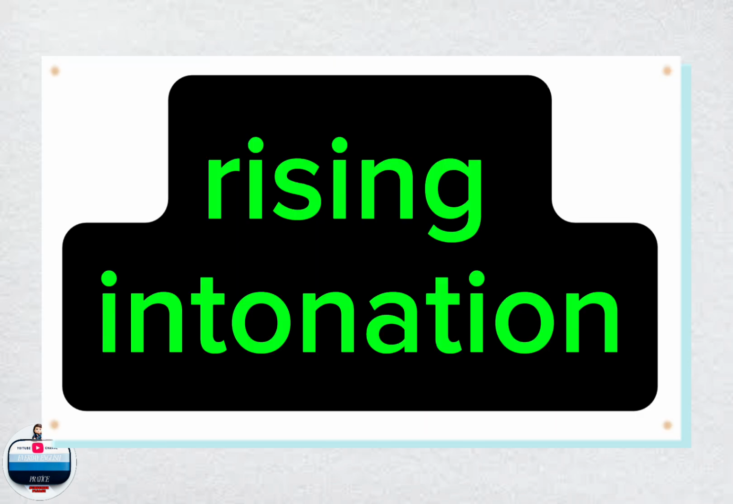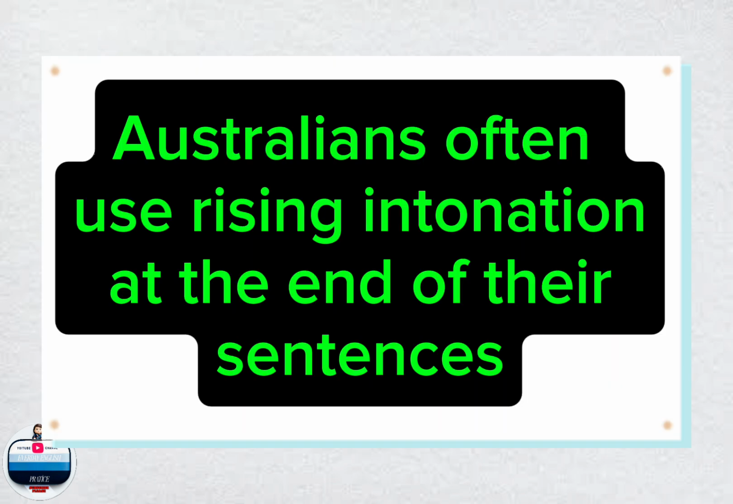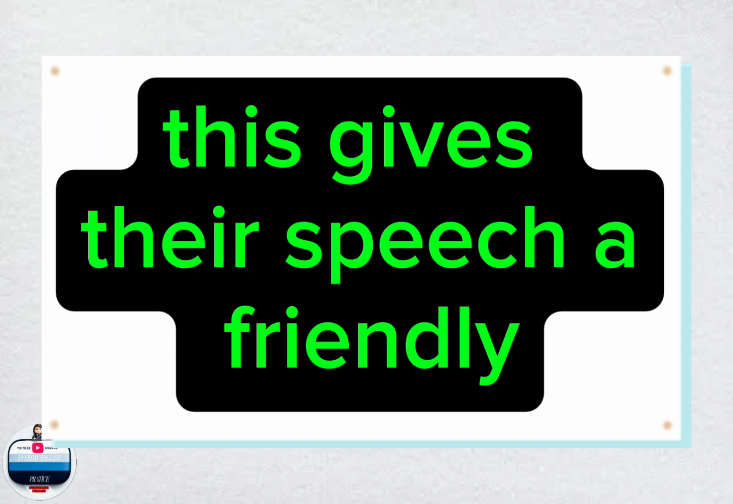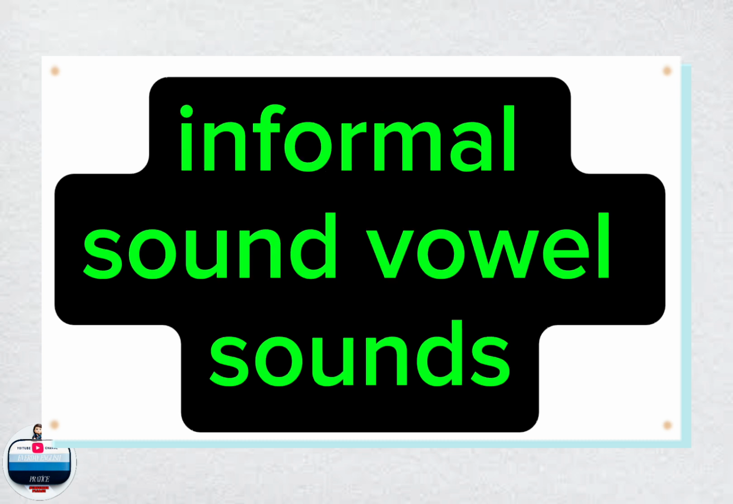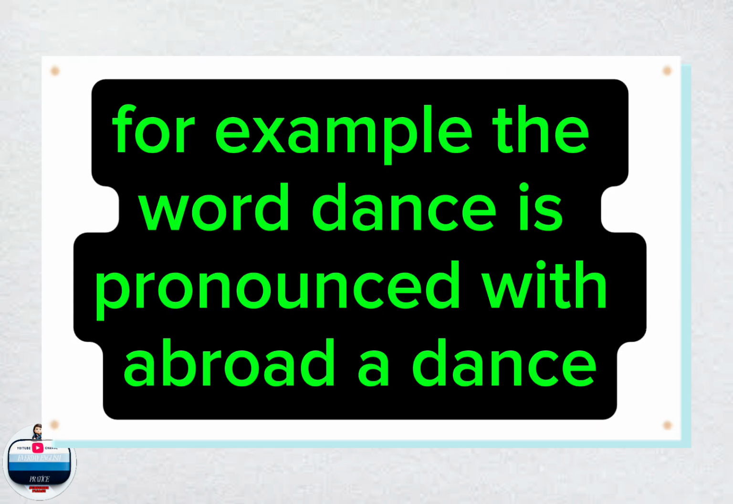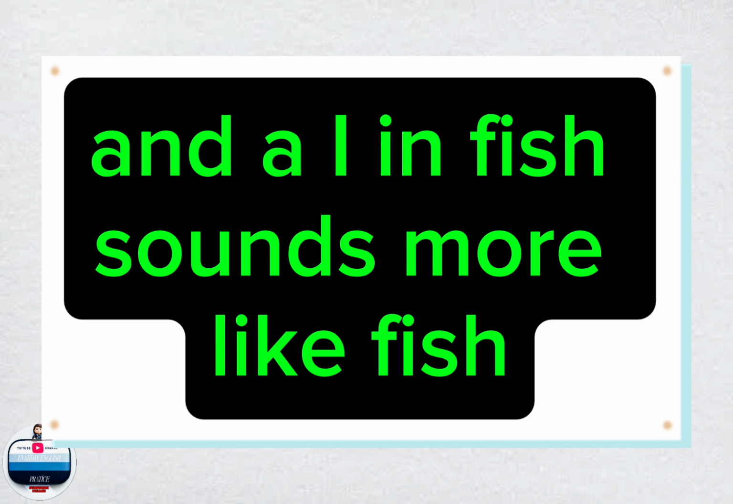Rising intonation. Australians often use rising intonation at the end of their sentences, even when they're making statements. This gives their speech a friendly, informal sound. Vowel sounds. Australian English is known for its unique vowel pronunciations. For example, the word dance is pronounced with a broad A, dahnce, and the I in fish sounds more like fush.